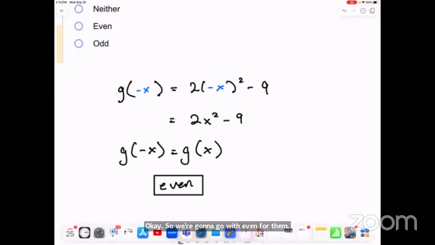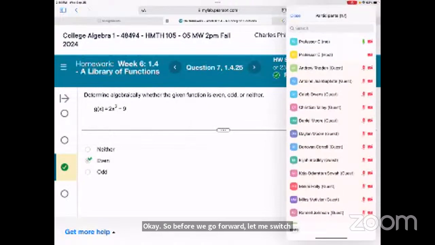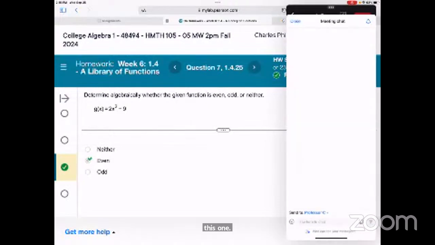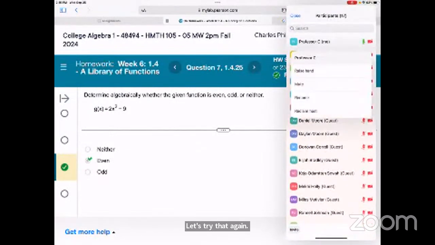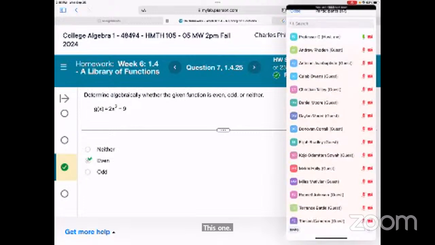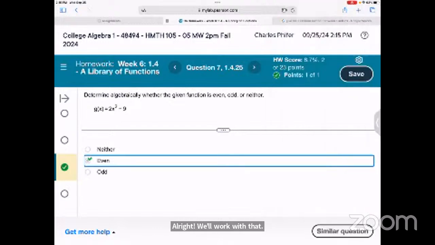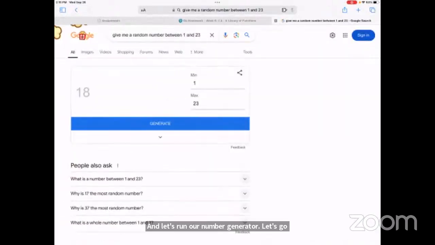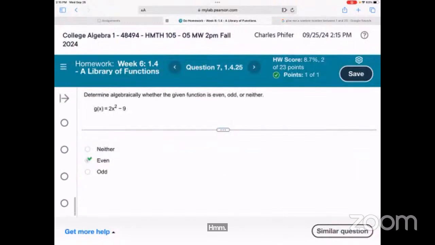Okay, and final check. Okay. So before we go forward, let me switch this around. This one. Nope. Let's try that again. This one. Oh, okay, that's fine. Close. All right, we'll work with that. Okay. And let's run our number generator. Let's go to question 18. 3210 1918. Nice. Okay. All right.